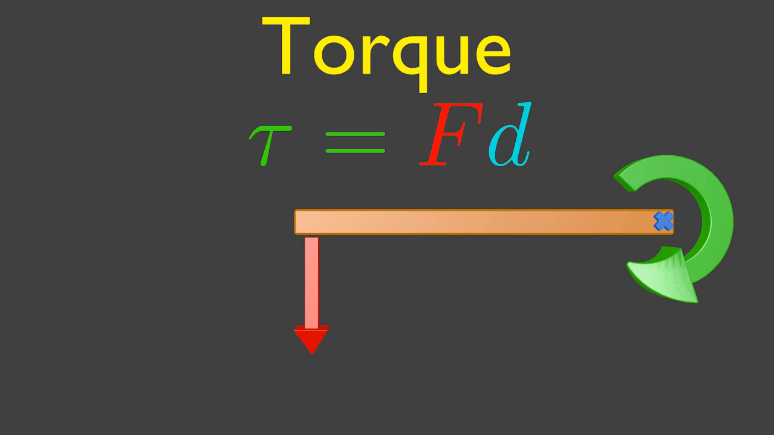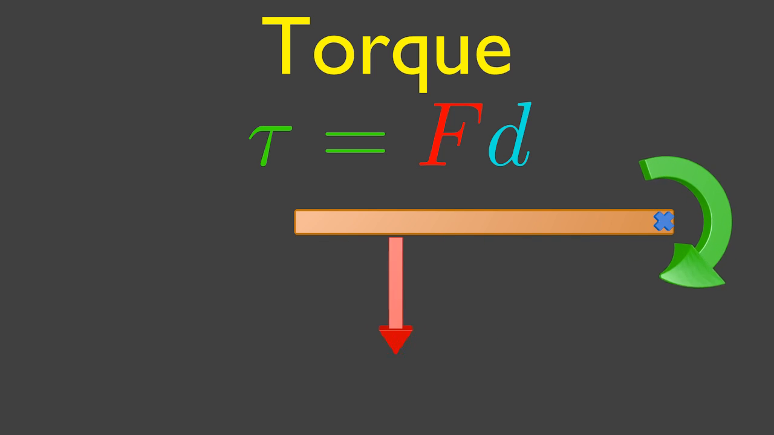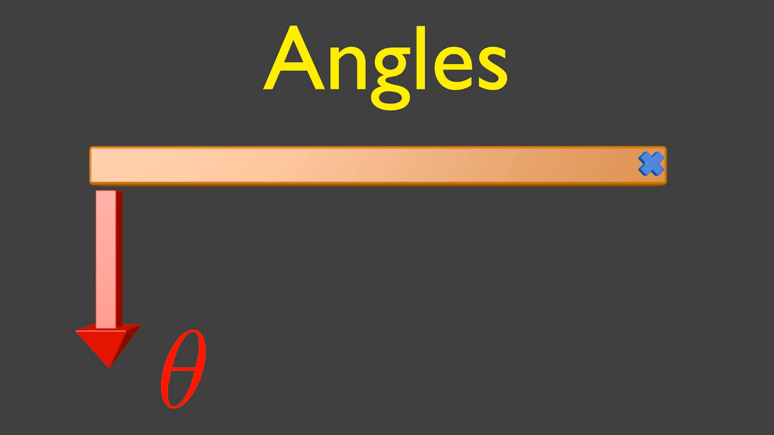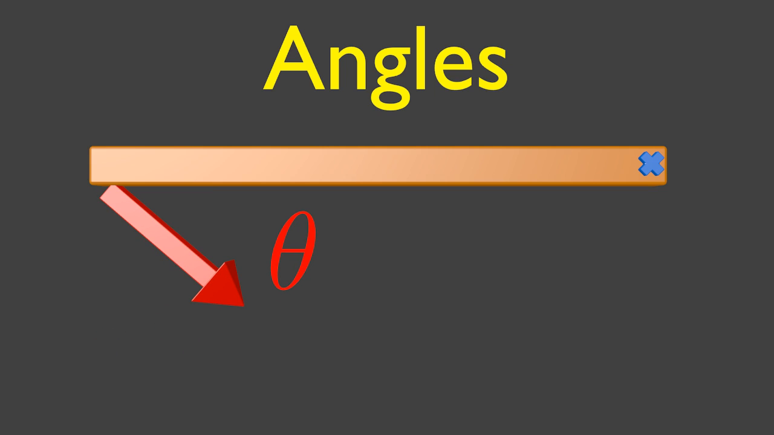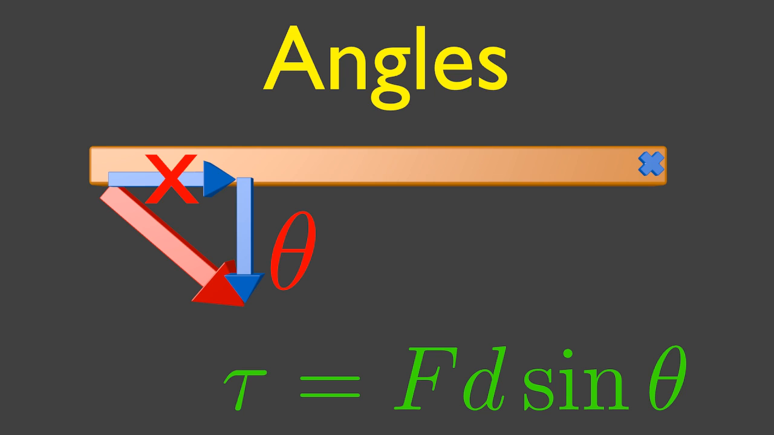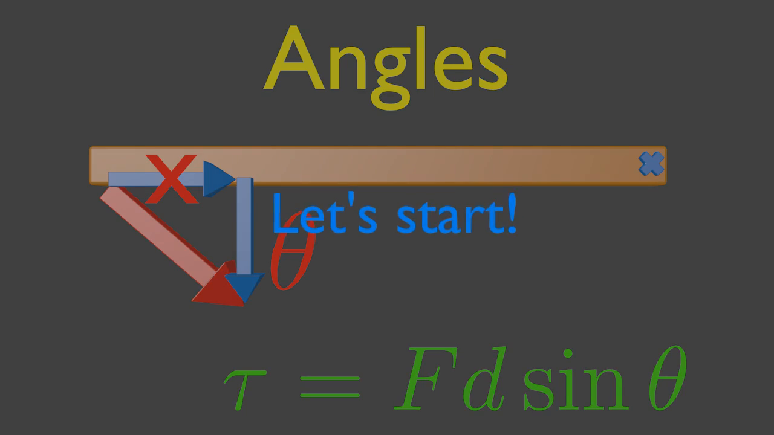Try this yourself on a door. It's easiest to open farthest from the hinge. We can also include an angle. It's easy to deduce the proper way to handle the angle. You can break the force into components, and one of them will be cancelled by the normal force of the pin. You get a dependence on the sign of the force angle. Let's test this in lab.